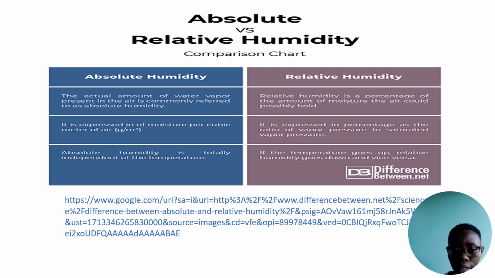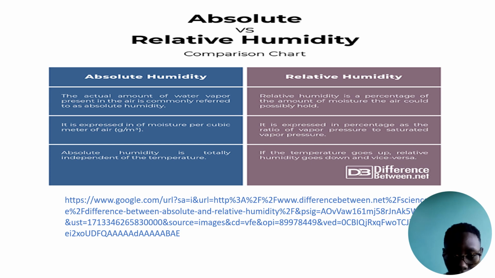Here is the difference between absolute and relative humidity. On the side of absolute humidity, the actual amount of water vapor present in the air is commonly referred to as absolute humidity, while relative humidity is the percentage of the amount of moisture the air could possibly hold.